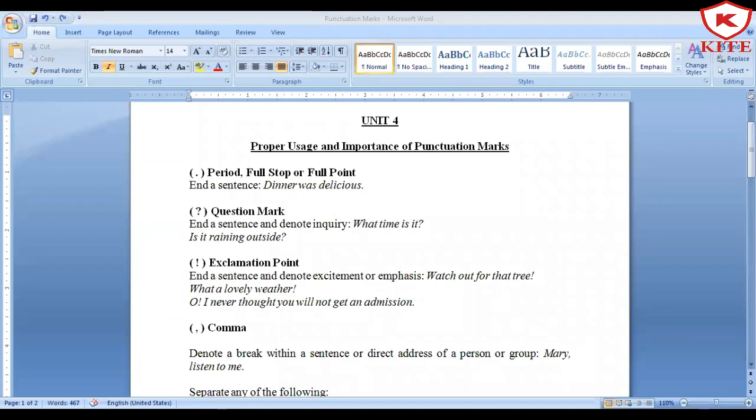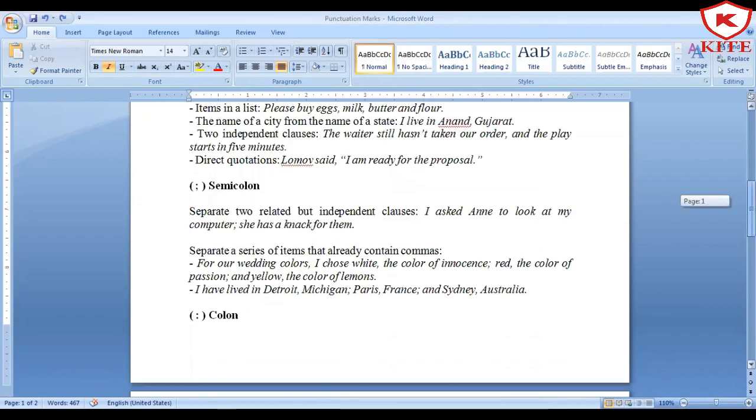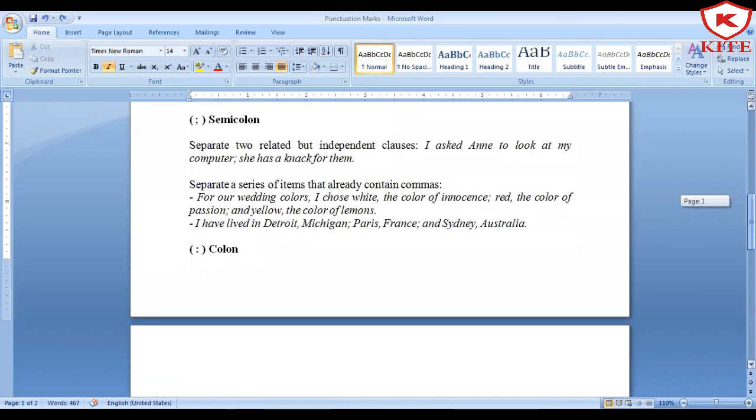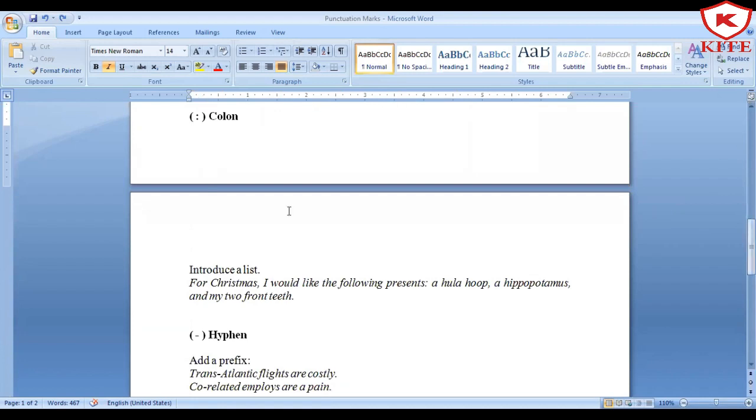Hey there, let's continue with our topic, proper usage and importance of punctuation marks. We have seen a few punctuation marks till now and we are moving ahead to some more. We have entered with semicolon and we are going towards colon. So, colon as a punctuation mark.